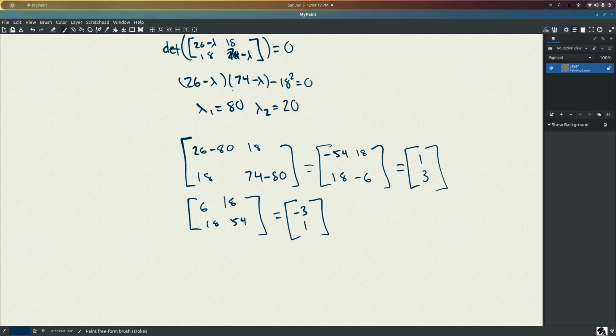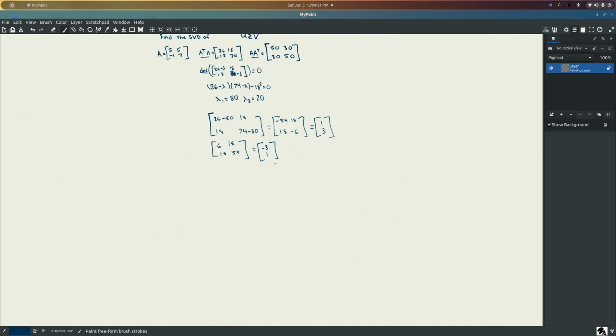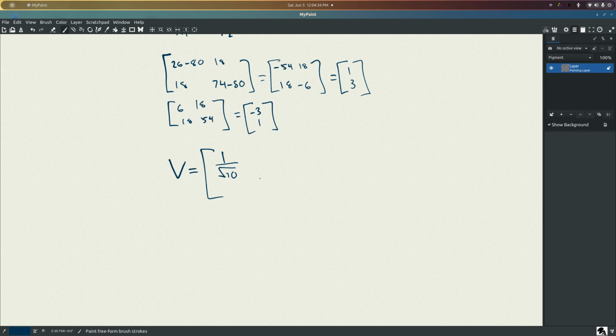Now we're able to get V. V is just your eigenvectors, except normalized. So we can write V as 1 over root 10, 3 over root 10, negative 3 over root 10, and 1 over root 10. Maybe I should zoom in so you can see a little better. Okay, so we have solved for V.